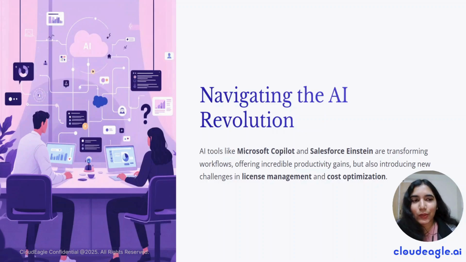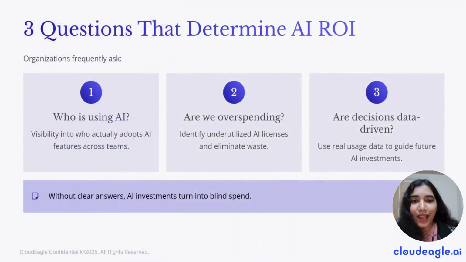And while these tools can drive incredible productivity gains, they also introduce new challenges around license management, usage tracking, and cost optimization. One question we hear all the time is, how do we get visibility into who's actually using these AI features? How do we ensure we are not overspending on licenses that aren't being utilized? And how do we make data-driven decisions about our AI investments? That's exactly what we are going to discuss today.